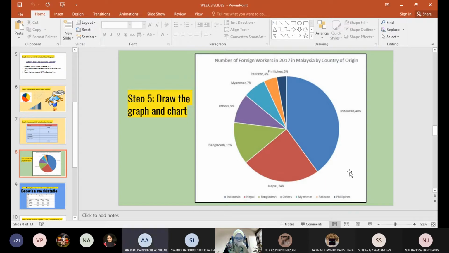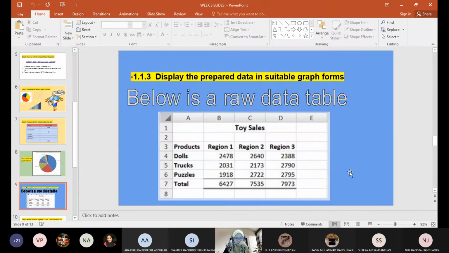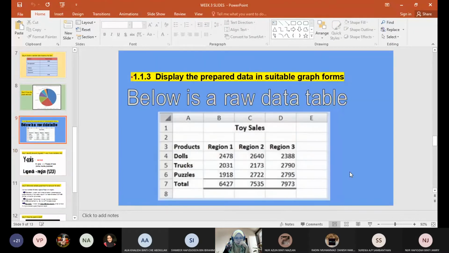Okay, clear? Can we move to the next round? So next is how to display the prepared data in suitable graph form. For example, below is a raw data table. From the data table, macam mana you nak identify untuk graph form tu? Macam tadi kan dia pie chart, jadi senang terus masuk je.